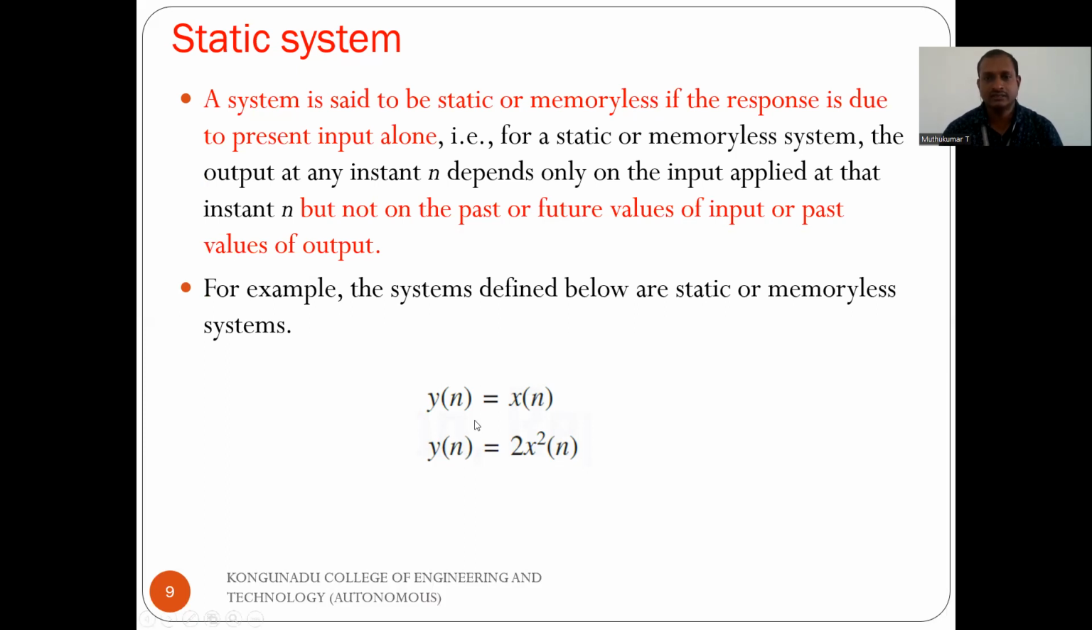The example for a static system is y of n is equal to x of n. Here the input is in the time domain, the input depends upon n, and the output also depends upon n. Output purely depends upon the present input only. The next example is y of n equal to 2 into x square of n.